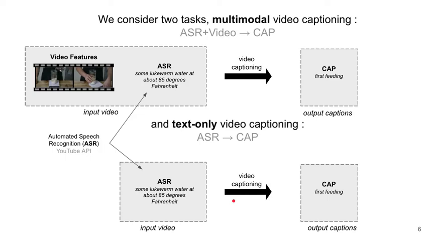We will consider two tasks here: multimodal video captioning. We start from the video. We will run some automated speech recognition to get the ASR data, the transcript of the video, and we will output a short caption for each section. We also consider text-only video captioning, where we are not allowed to use the video features, but only the ASR as input.